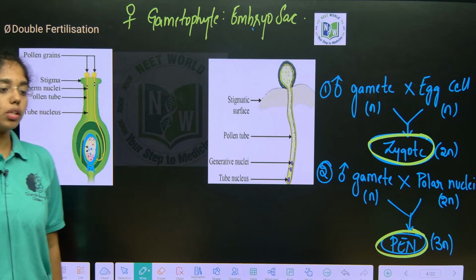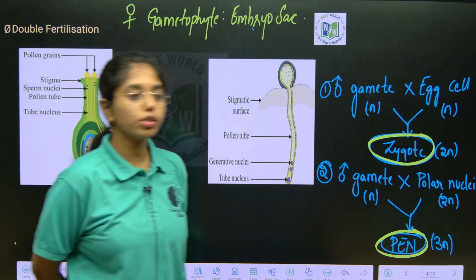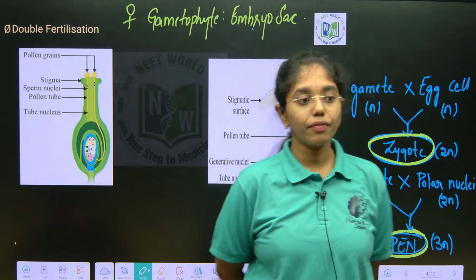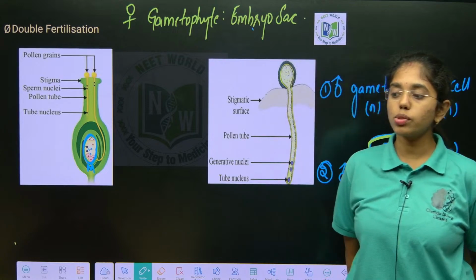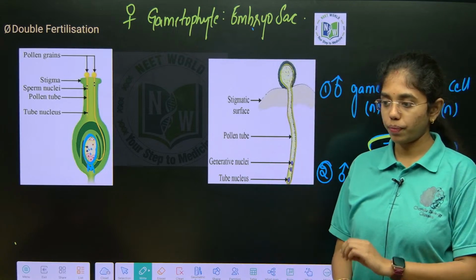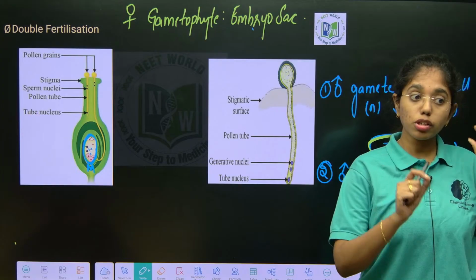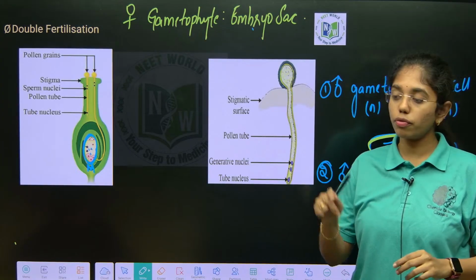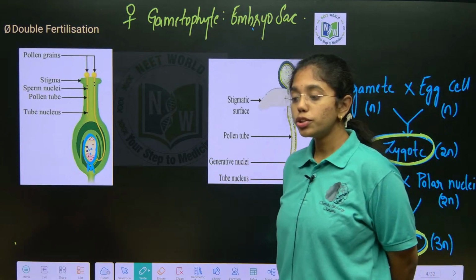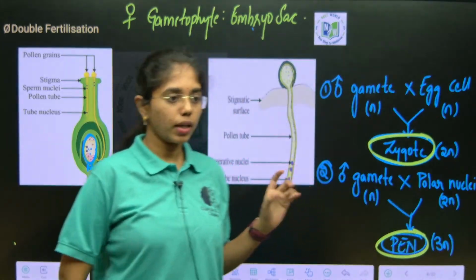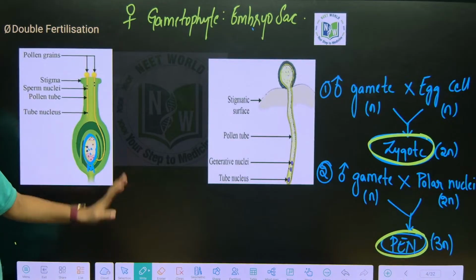A small question for your recap. In the two-celled condition, the pollen grain which is dispersed in the two-celled condition, where does the mitotic division take place, where will the formation of male gametes take place, in which region? In which region will the mitosis of the generative nucleus of the two-celled pollen grain take place? The pollen tube which is growing in the style. In that region mitotic division happens and two male gametes are produced. Yes.